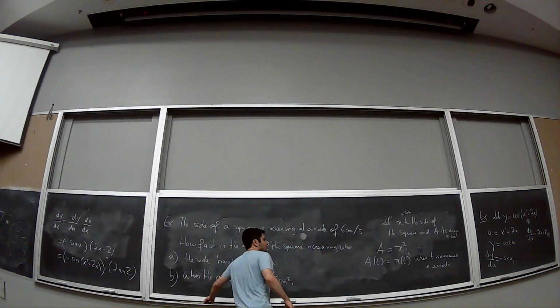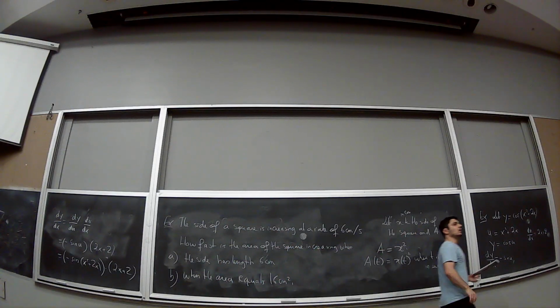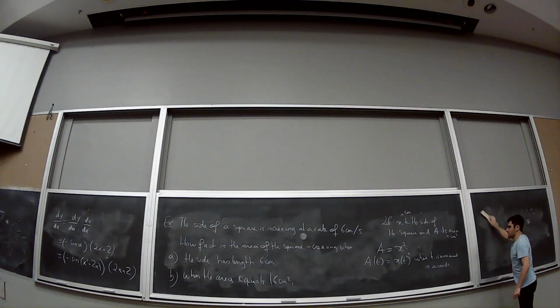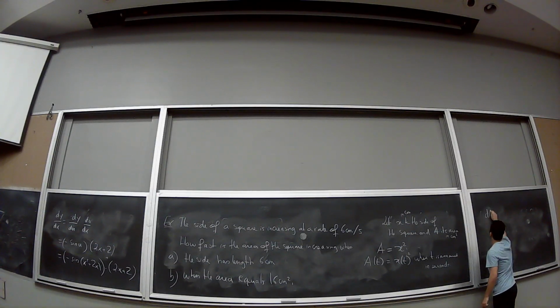What do I really have to do here? How fast means a derivative, right? It's a rate of change. So I'm looking at a derivative with respect to what? The derivative of the area with respect to time. So what am I looking for? I'm looking for dA by dt, or A prime of t. So dA by dt.